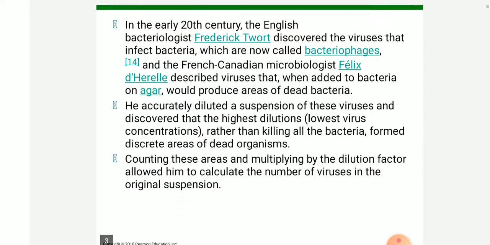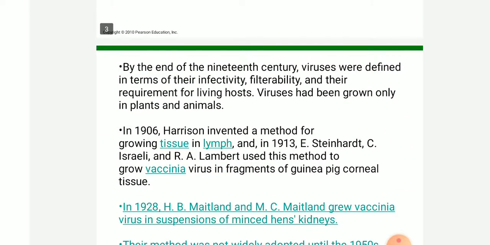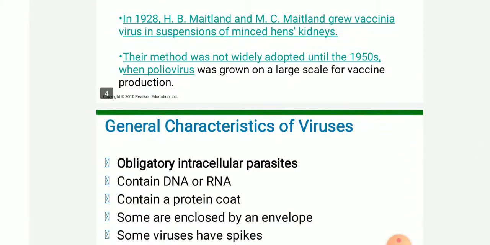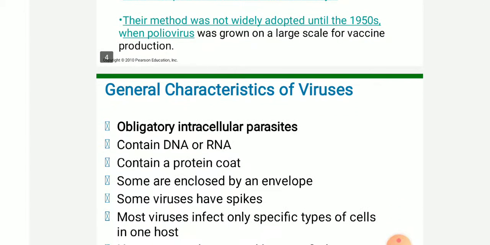Like that, many scientists worked on viruses. In 1906, Harrison invented the method of growing tissues in lymph. Many other people worked on viruses, and even recently in 1950 work was done on polio viruses. So various scientists have worked on the study of viruses and their properties.